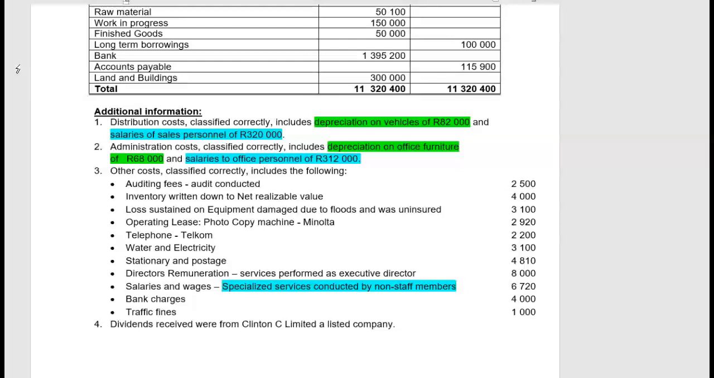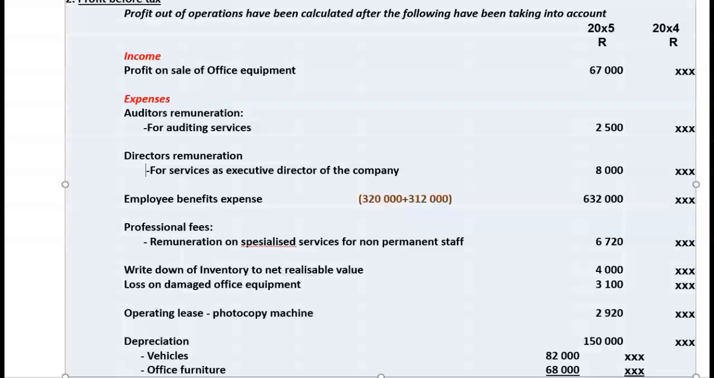Now we have to disclose professional fees, and there we also have to specify what kind of specialized or professional fee was paid. Was it for specialized services? Was it for technical services? Was it for whatever? Consultancy services? Why did we have to pay professional fees? So professional fees, remuneration on specialized services for non-permanent staff, 6720.